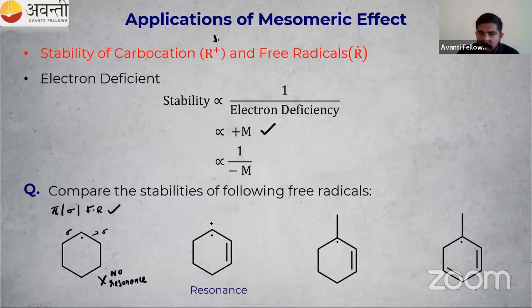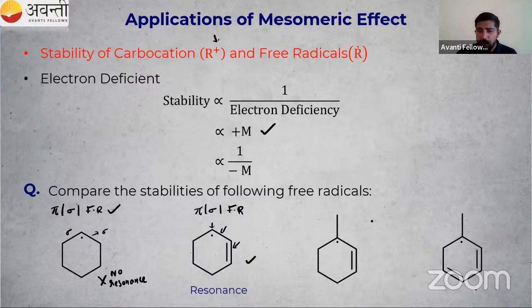Then what about this one? Here we have a free radical, here we have a sigma bond, and here we have a pi bond. So I can write pi sigma free radical. So resonance is there. If resonance is present, then stability will increase. So compared to the first one, the second one has resonance and its stability increases.